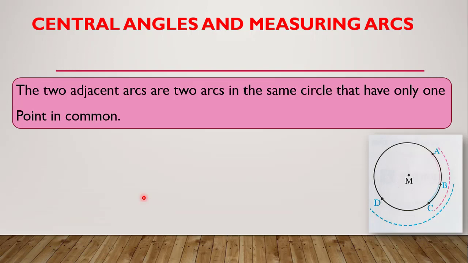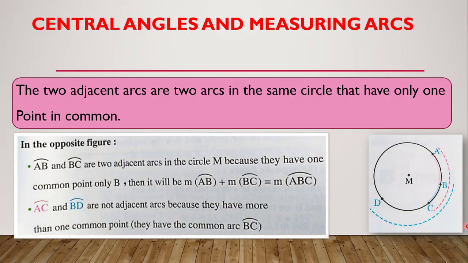We have two arcs which we call adjacent arcs. The two adjacent arcs are two arcs in the same circle that have only one point in common. Here, for example, the arc AC and the arc CD are two adjacent arcs. The arc AB and the arc BC are two adjacent arcs. But the arc AB and the arc AC are not adjacent arcs, because we have more than one point in common.